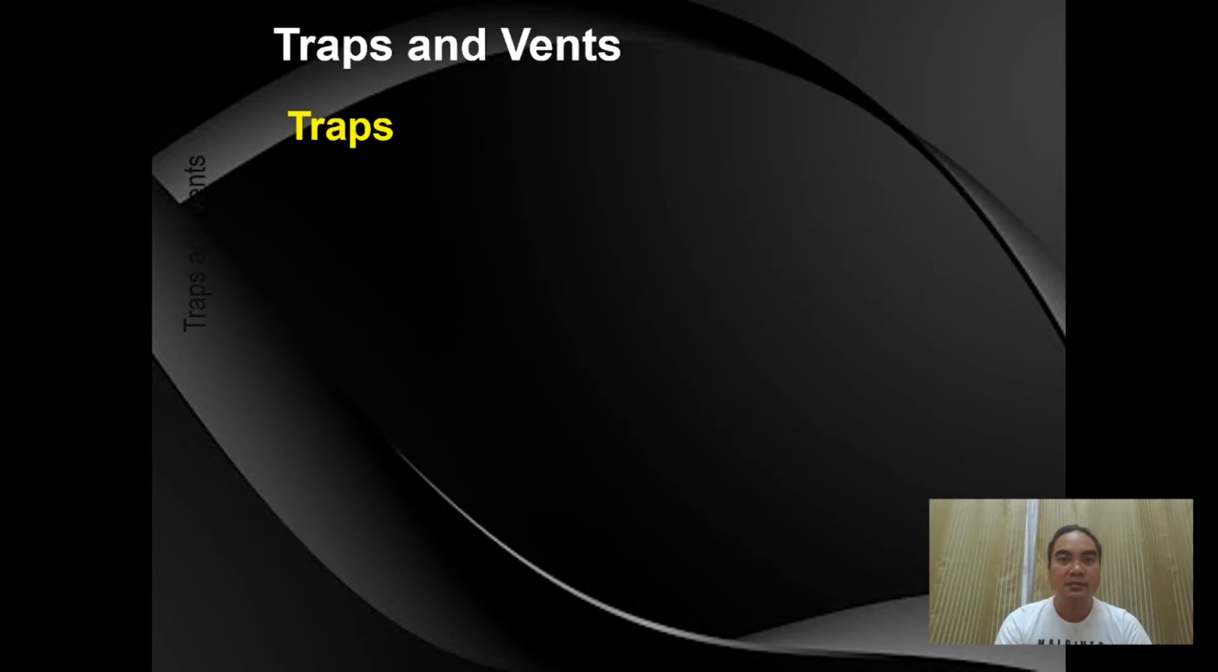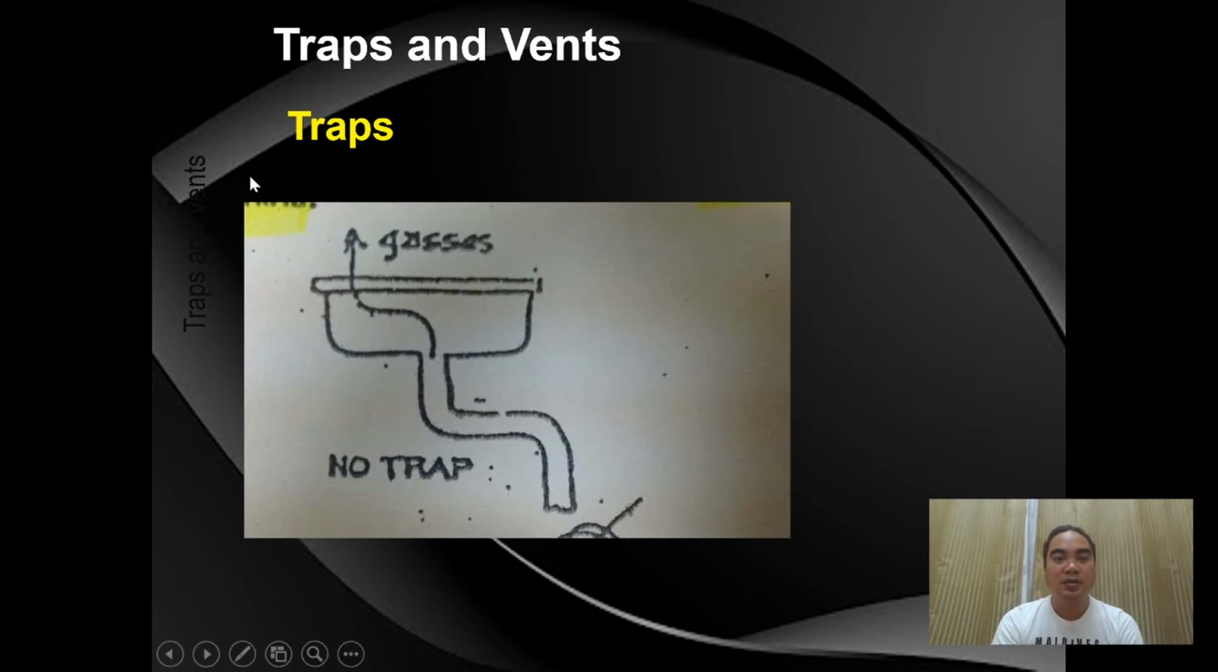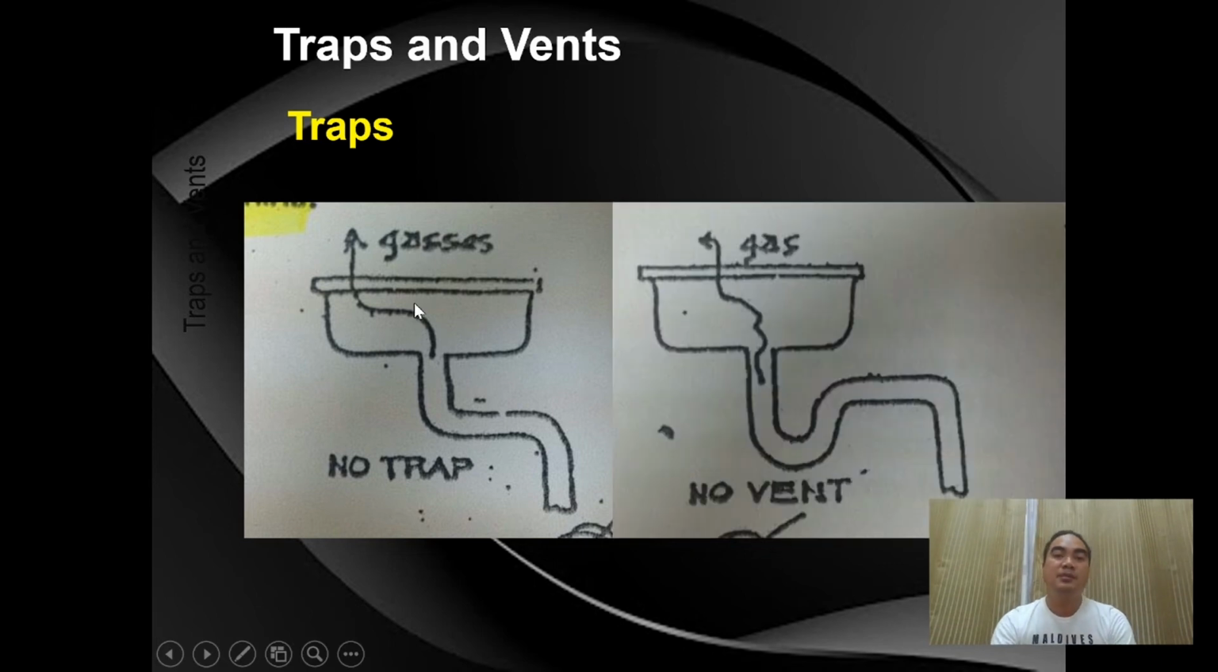Traps and vent. Traps. The only separation between the unpleasant and dangerously unhealthy gases in a sanitary drainage system and the air breathed by room occupants is the water caught in the fixture trap after each discharge from fixtures. Ito yung image ng walang trap. So, yung bad smell na manggagaling sa pipe, makakalabas siya dun sa fixtures natin. And this one naman, may vent, may trap siya, pero wala siyang water. So, makakapasok yung gas pa rin, ha? Kasi wala siyang water, eh. Walang trap seal.